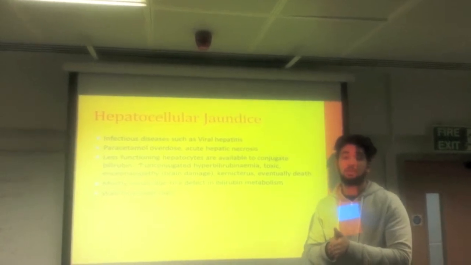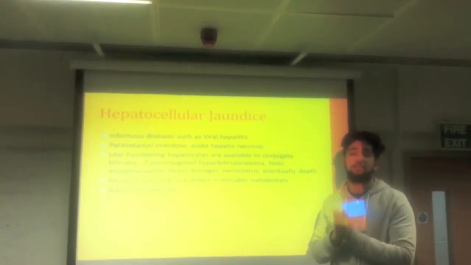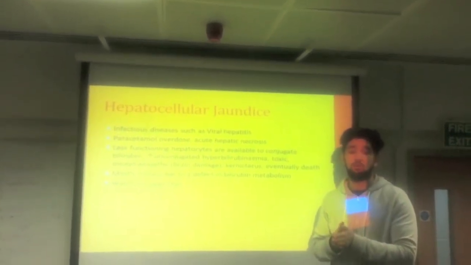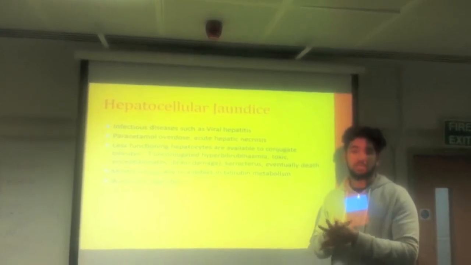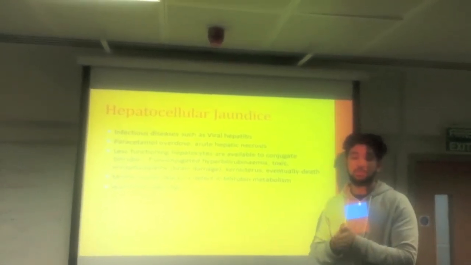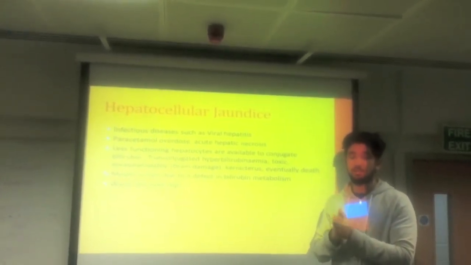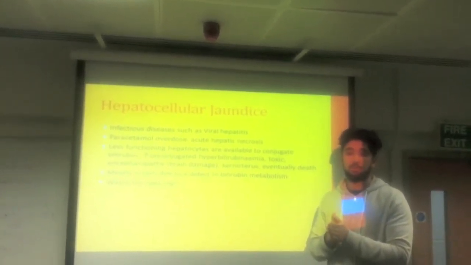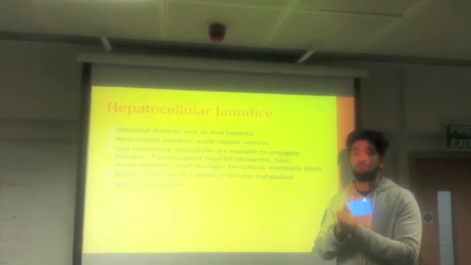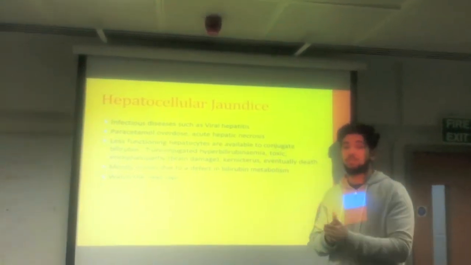Hepatocellular jaundice can be caused by infectious diseases such as viral hepatitis, or from paracetamol overdose. This is because acute hepatic necrosis occurs, and the damaged hepatocytes cannot conjugate enough bilirubin, leading to toxic hyperbilirubinemia. But normally, this defect is from bilirubin metabolism. Now watch this clip to understand.